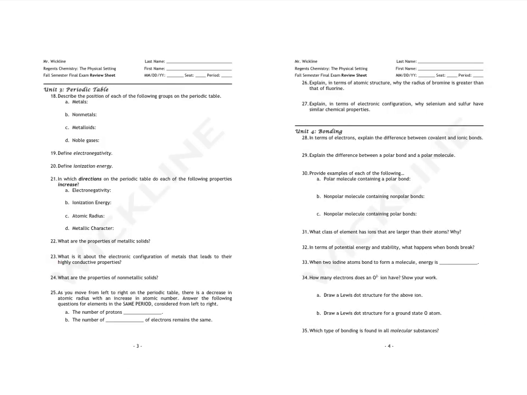All right, number 18. We're going to describe the position of each of the following groups on the periodic table. So metals are first up, and I usually just say that metals are in the lower left. Non-metals are in the top right. Metalloids will border the staircase, but there are 3 exceptions. Aluminum, polonium, and astatine are not metalloids, and the only elements that classify correctly as metalloids are boron, silicon, germanium, arsenic, antimony, and tellurium. And noble gases are in group 18.